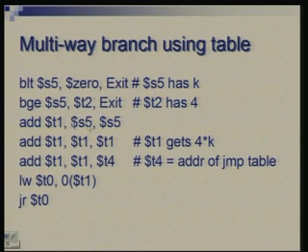Once that is done, then I need to prepare an index for the table from where I am going to pick up the destination address. So, basically I need to obtain 4 times k. Each address in the table is going to occupy 4 bytes, one word. So, here you will see that there is a different way of performing a multiplication by 4. I am simply doubling the number twice, and that gives you 4 times its value.